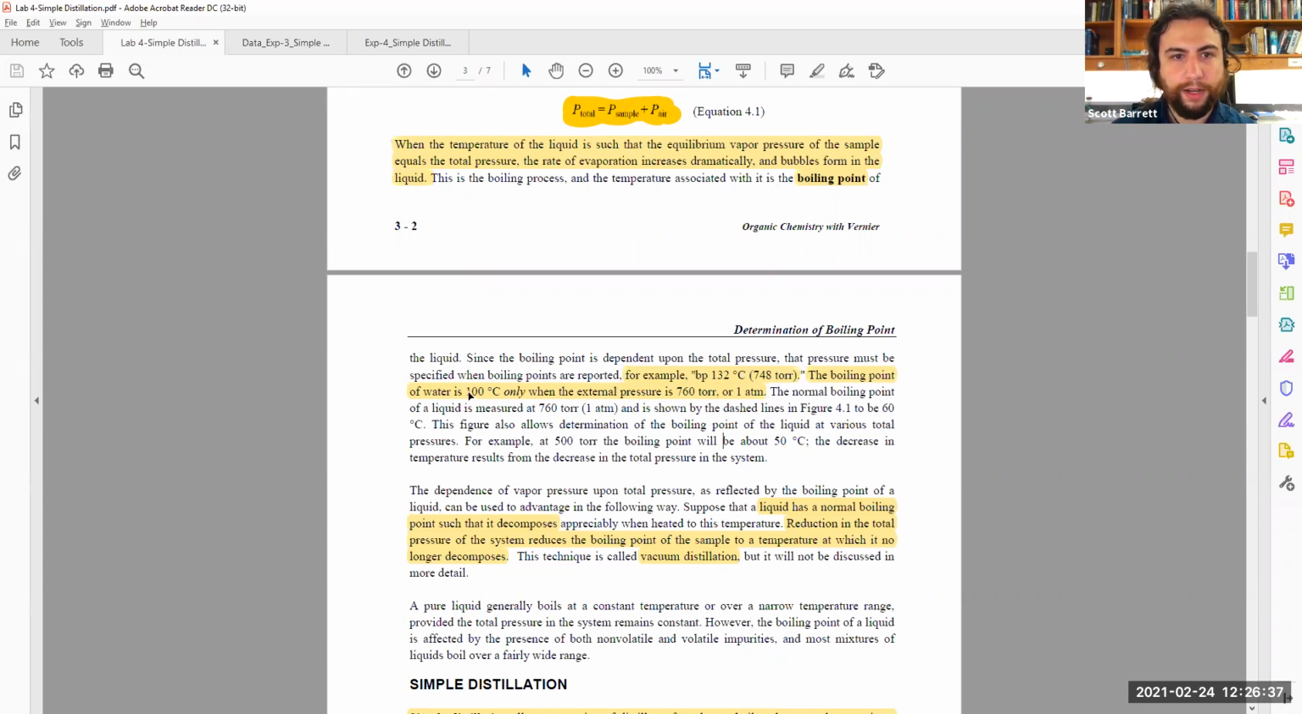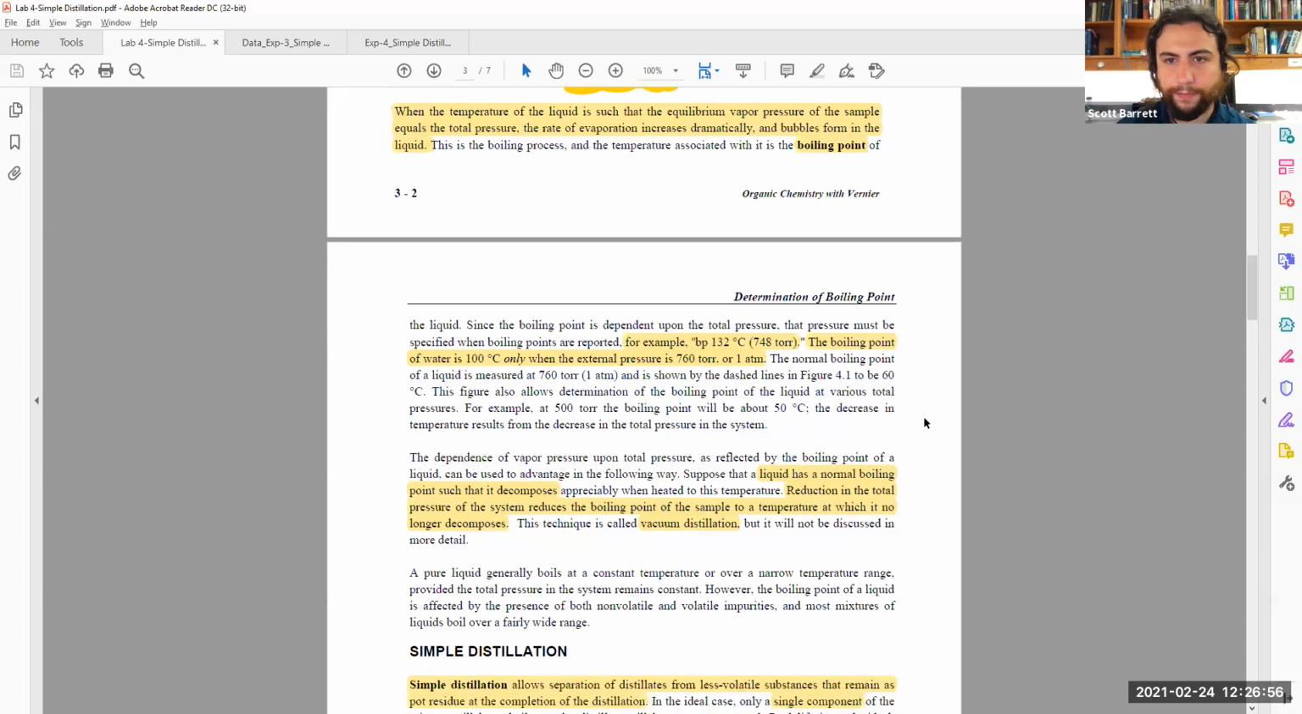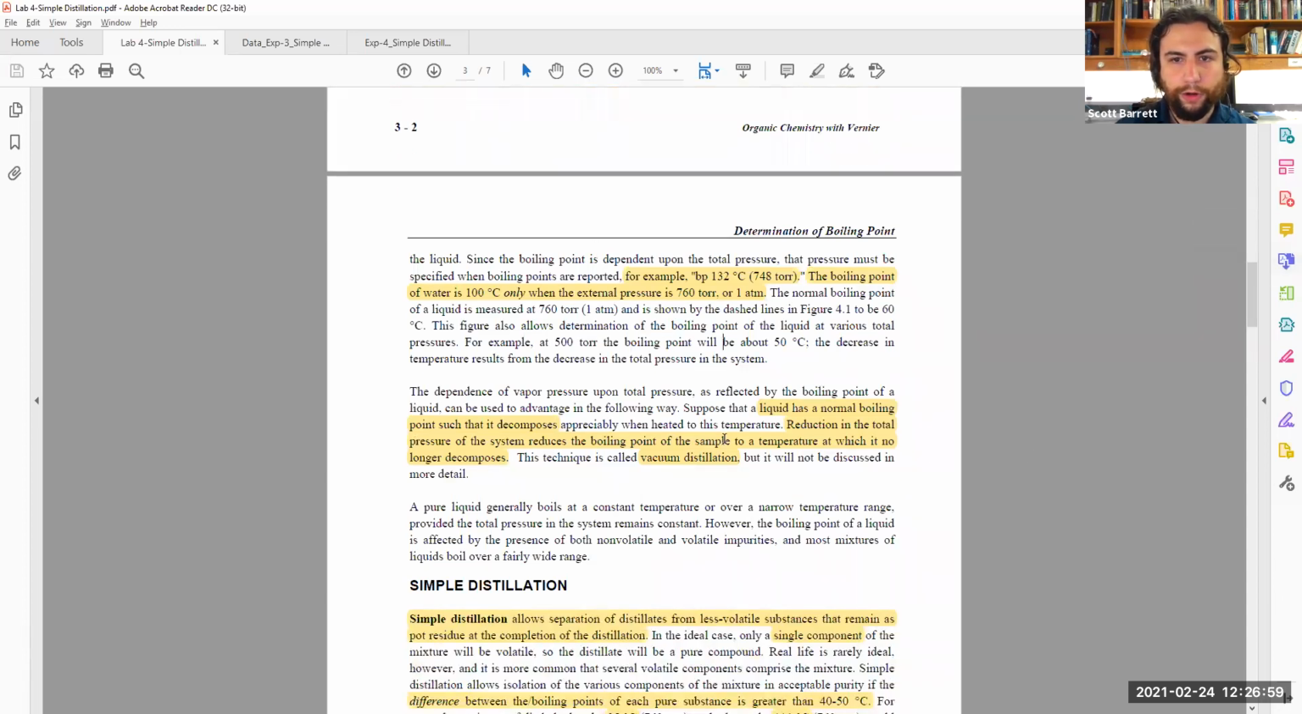So the boiling point of water is 100 degrees Celsius only when the external pressure is 760 torr or 1 atmosphere. So, if we were to lower the pressure of the system, then water would be able to boil, let's say at 90 degrees Celsius, 80 degrees, it depends on the relative pressure within this given system. So moving forward, suppose that a liquid has a normal boiling point such that it decomposes appreciably when it's heated to a given temperature. Reduction in the total pressure of the system reduces the boiling point of the sample to a temperature at which it no longer decomposes.